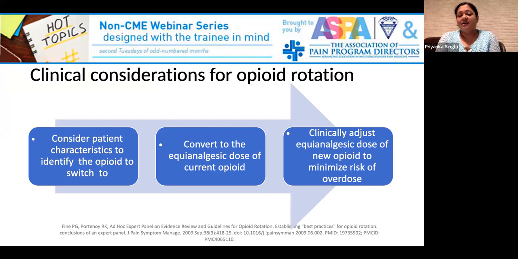This is just a schematic that gives a suggestion as to how to convert from one opioid to another. So we've identified a patient whom we want to convert, say, from oxycodone to hydromorphone. The physician converts to an equal analgesic dose of the current opioid. However, literature doesn't recommend starting at the equianalgesic dose. What is recommended is to decrease the dose by a safety factor of 25 to 50% to minimize side effects. And once the patient is stable on that new drug, we can always escalate the therapy.